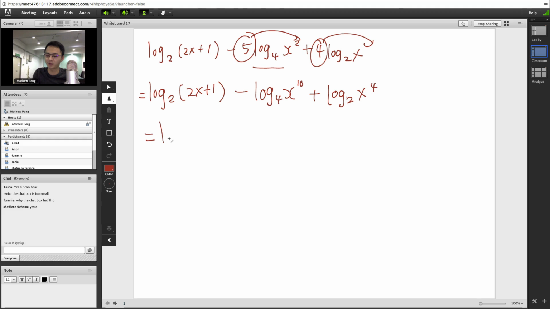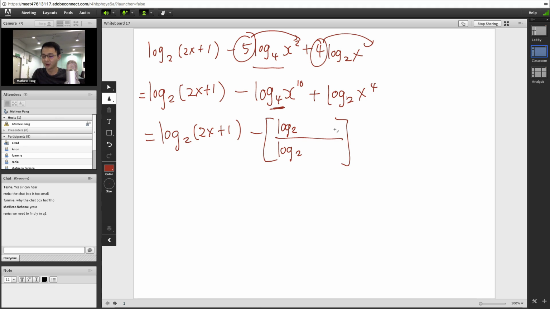Then what I do next is I will change the base 4 over here into base 2. When I change base, it's very simple. What you want to do is draw a line for a fraction, and then write whatever base you want. In this case, it's base 2. The bigger one, which is x power 10, you write on the top. The original base, you write at the bottom. This is how we do the change of base.